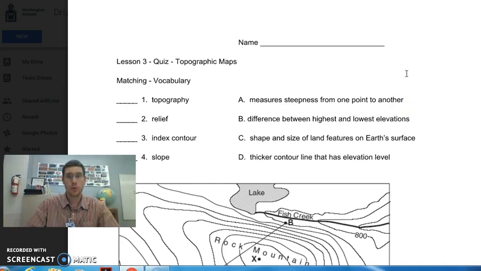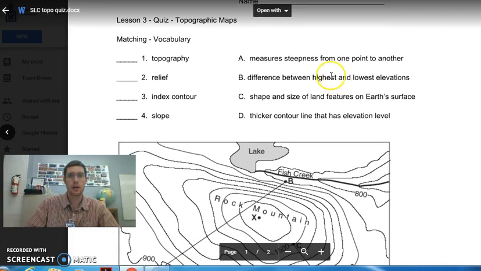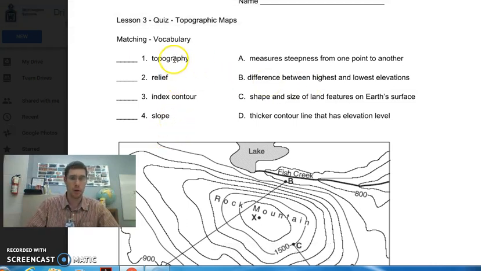All right, so let's work with page 2 then on the topographic map quiz and see if we can help you out. Everything is going to be, except for 1 through 4 here, everything else is going to deal with the map below. So let's just look quickly at the vocabulary. This should go pretty quickly. Topography is C, the shape and size of land features on Earth's surface.